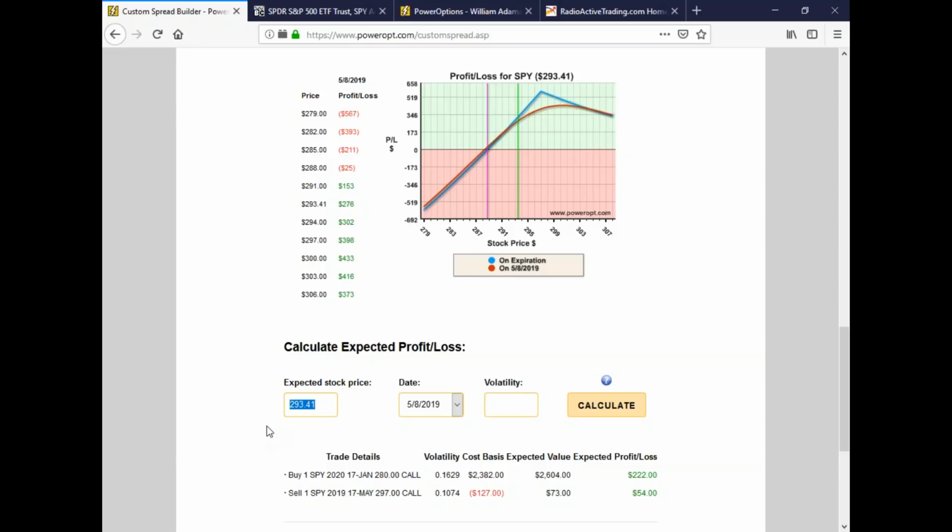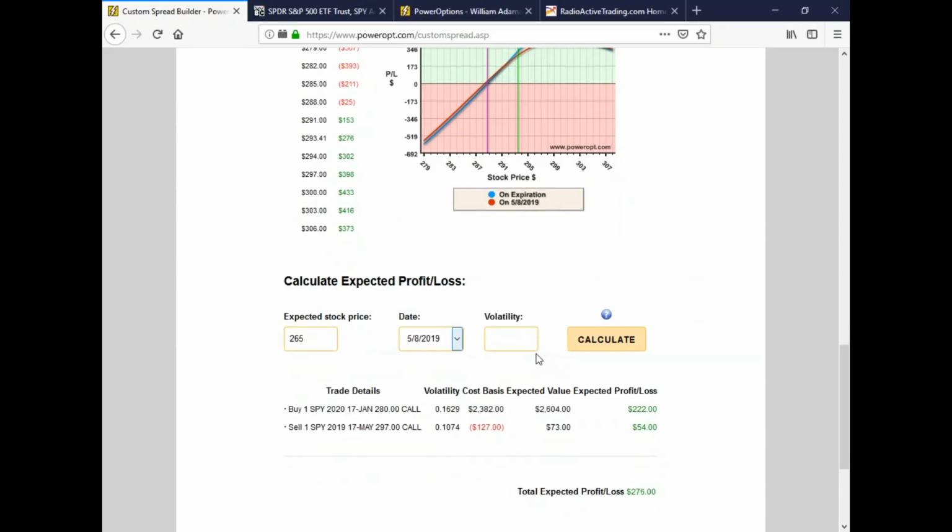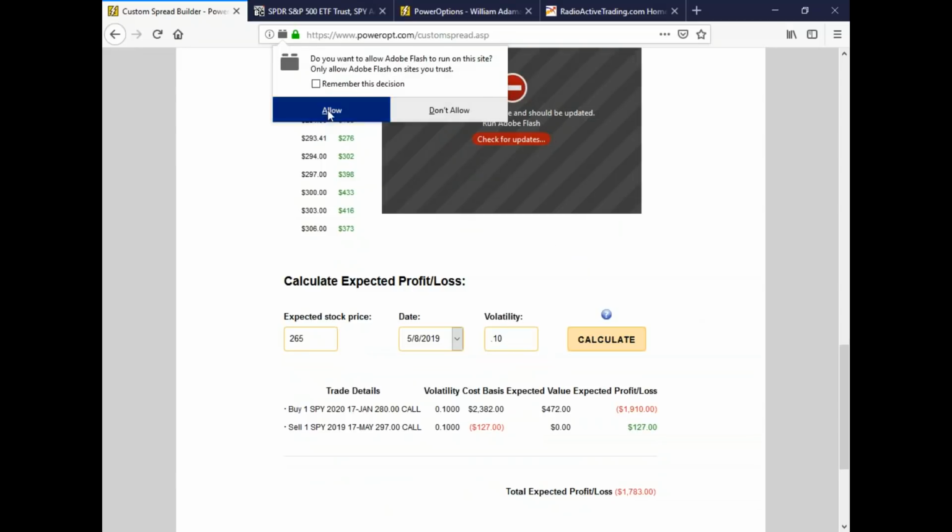$29. Okay, let's just call it $30. It drops down to $265. Close to it. Let's say it drops down to $265. Okay, it's about a 10% decline from where we are now. And it happens midway between now and short expiration. And let's put in a volatility average of these two around 0.10. What's going to happen? Oh, why did that refresh?